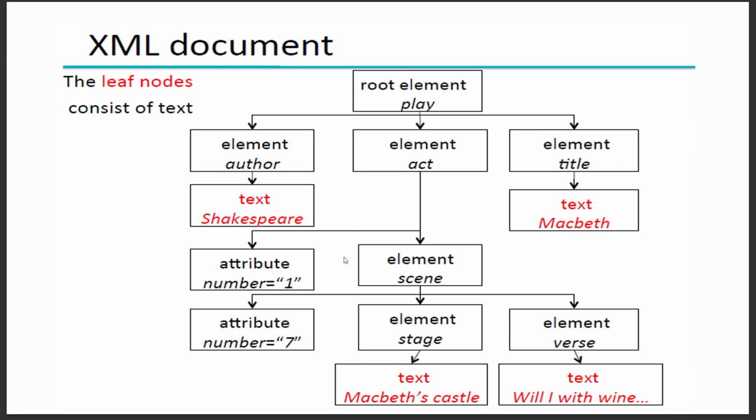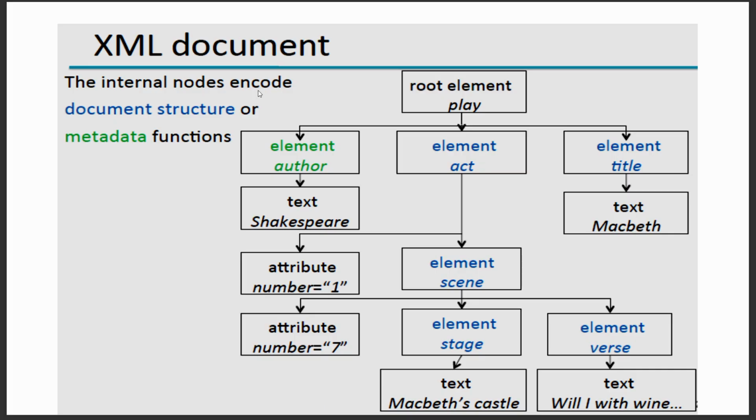Now leaf nodes consist of text. For example, this is the text. In an XML document, remember one thing, leaf nodes are going to be text. Here I have already shown it and it is highlighted also. Now internal nodes encode document structure or metadata functions. For example, element author, element title, element scene, element stage, element verse, like that. So these internal nodes encode the document structure or the metadata function.